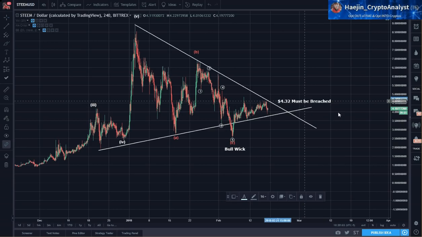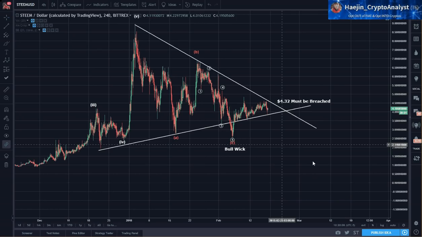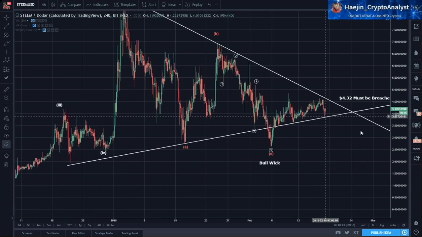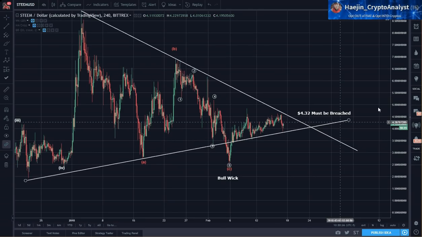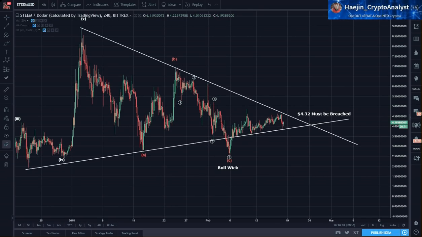But at least this triangle pattern will allow you to see that there is a pretty good support here at around 379, 380-ish, which it already bounced off of. As you can tell, it bounced off that. And if it can bounce off this and breach at around 432, that would be ideal.